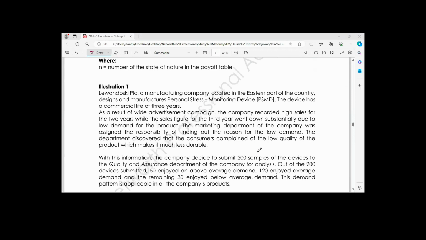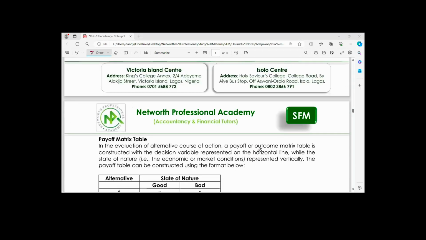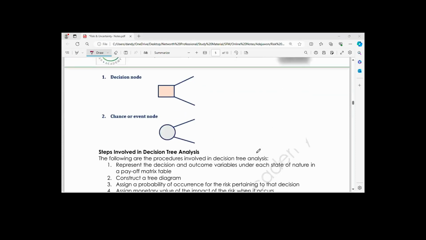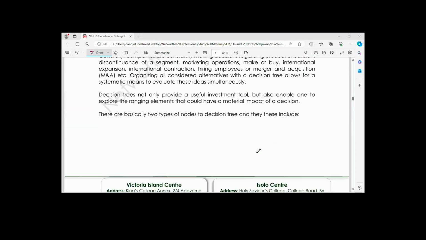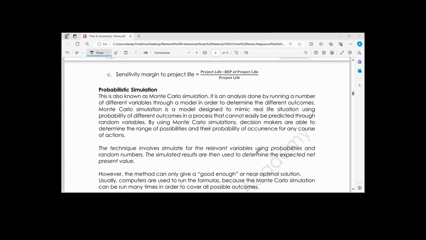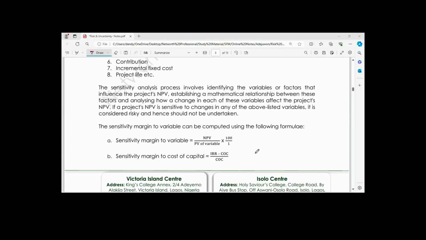The sensitivity analysis measures the tolerable extent to which the project NPV can accommodate any change in variables. I repeat, the sensitivity analysis measures the tolerable extent to which a project NPV can accommodate any change in variable. That is, sensitivity analysis, which is also known as what-if analysis, measures how sensitive a project variable is to the project NPV.